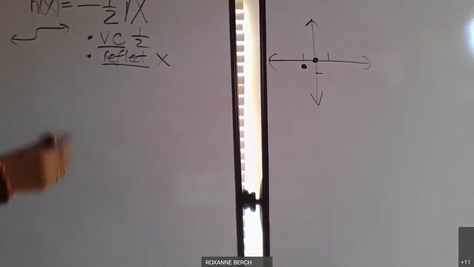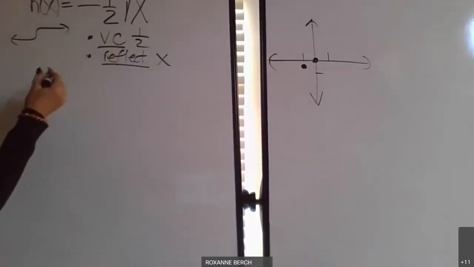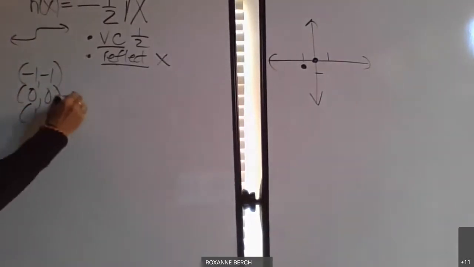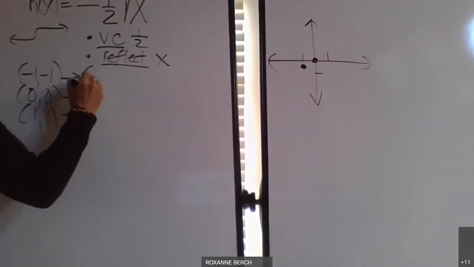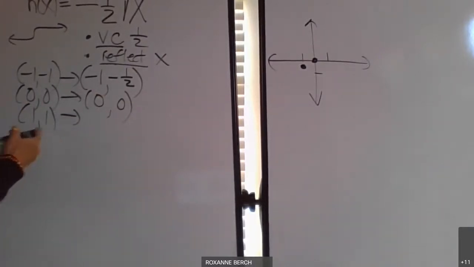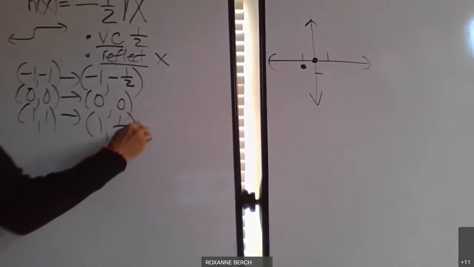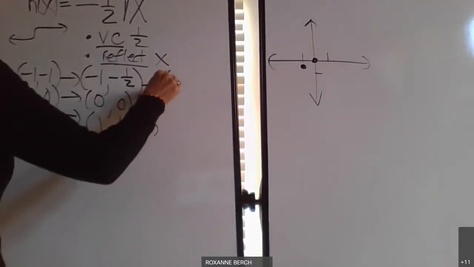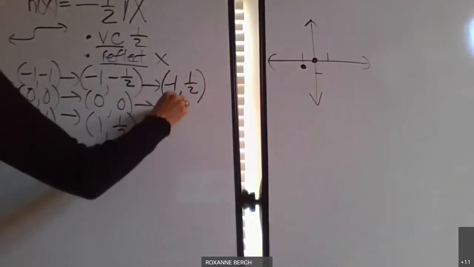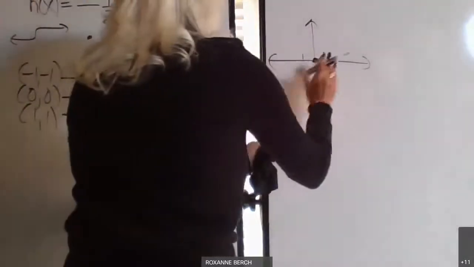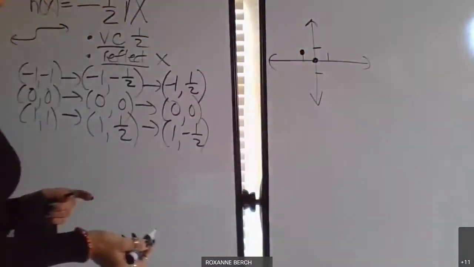Sometimes it's easy to start over. So it is a vertical compression by 1/2 and you reflect over the x. So your points for the parent would be left 1, down 1, 0, 0, right 1, up 1. Multiply the y by 1/2. Reflect over the x means negate the y. So this would be left 1, up 1/2, 0, 0, right 1, down 1/2.